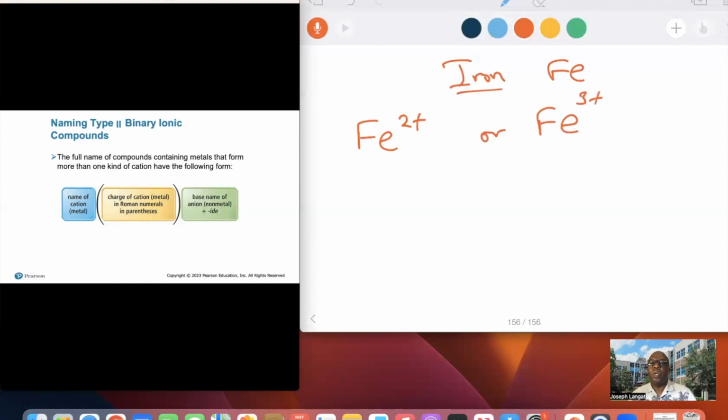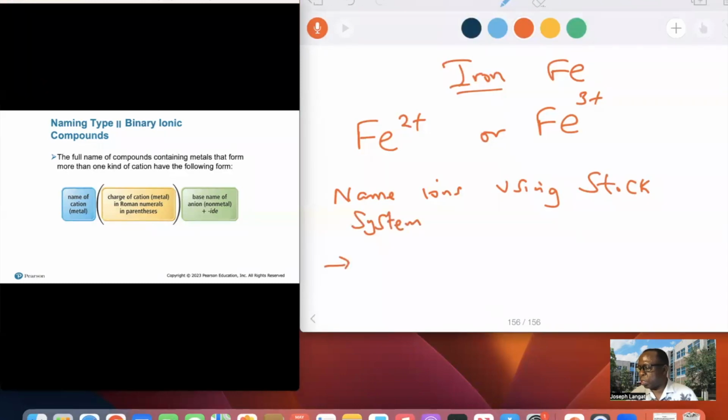How will you know which one is which? You name the ions using what we call the Stock system. This system uses Roman numerals.